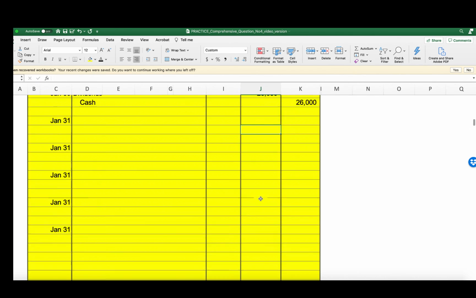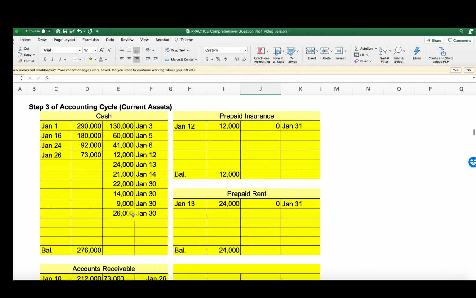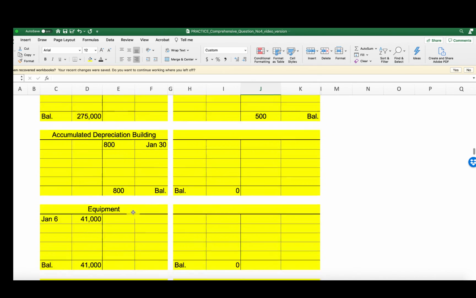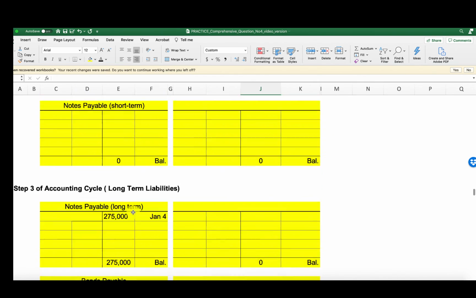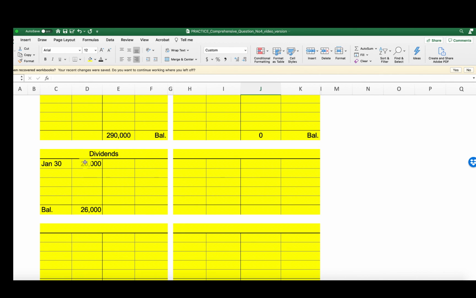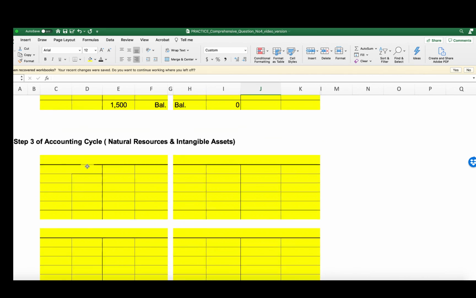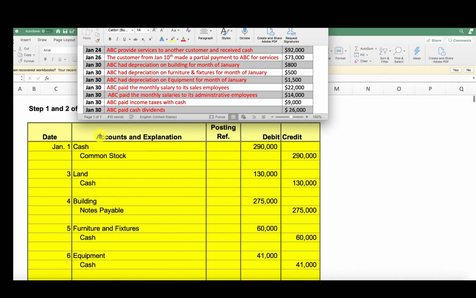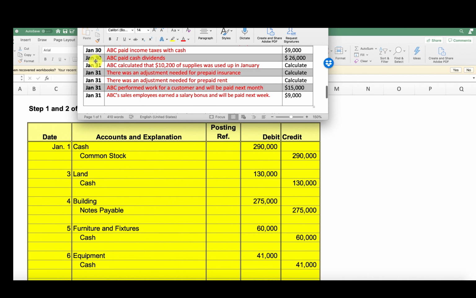Okay, and then I go down. Here's my credit to cash for 26, and I go look for dividends, which is going to be in the equity section. Here's my dividends, which is $26,000. All right, so now I've posted those entries, and when I come back, I will finish these 5 entries, and these are the adjusting entries.